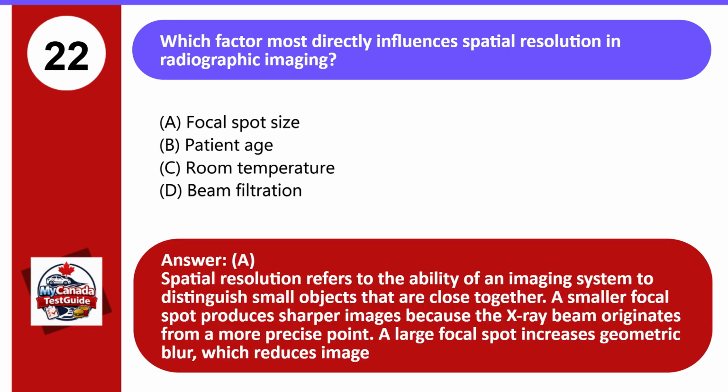Spatial resolution refers to the ability of an imaging system to distinguish small objects that are close together. A smaller focal spot produces sharper images because the X-ray beam originates from a more precise point. A large focal spot increases geometric blur, which reduces image sharpness. Radiologic technologists must select appropriate focal spot sizes depending on the imaging procedure and exposure requirements.